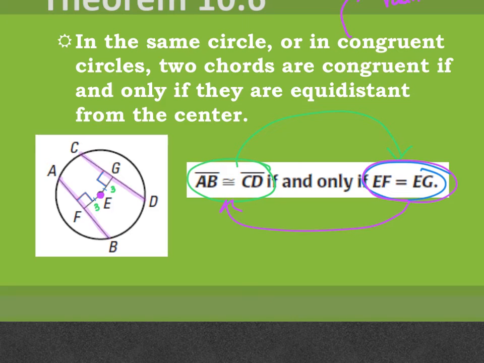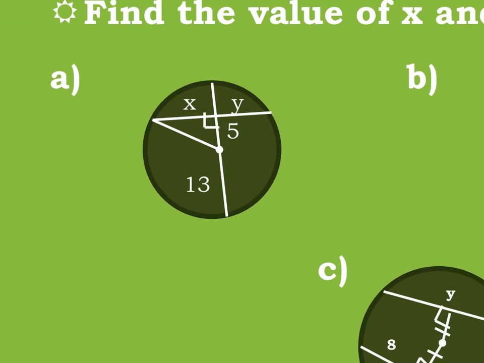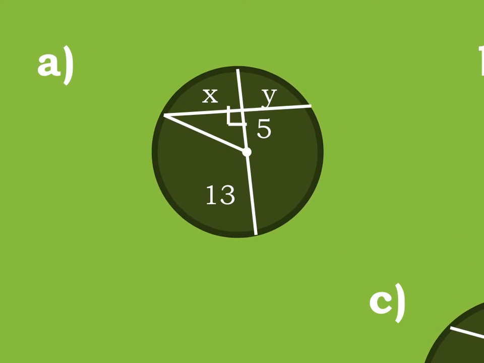Okay, so now let's try some application of these four theorems. Example 1, it says find the value of x and y. We've got A, B, C here. So I'm going to zoom in on A. And let's see what we've got going on. First of all, hopefully you can identify that there's a diameter here. So this is my diameter.